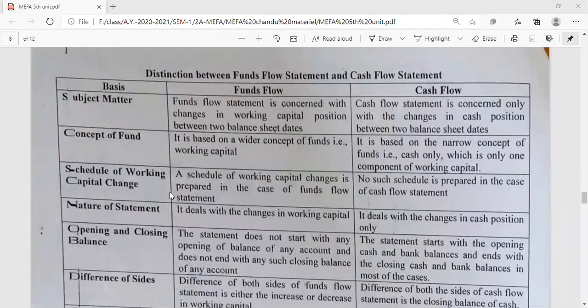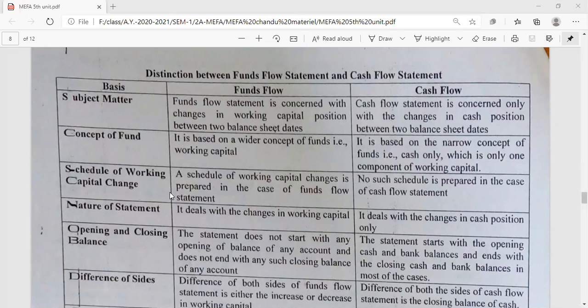Okay, so you see now here basis, subject matter. Fund flow statement is concerned with the changes in working capital position between two balance sheet dates, right? So fund flow statement is concerned with the changes in the working capital position between the two balance sheets. That thing is nothing but the fund flow.